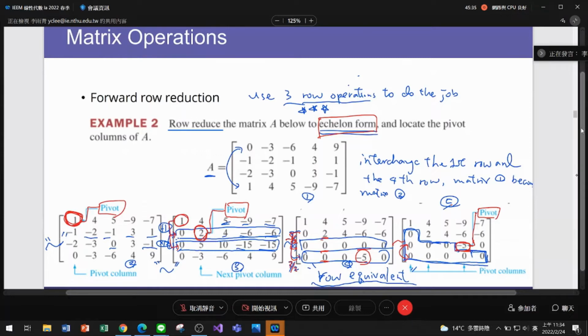Okay, so eventually in this echelon form, we get the value 1, value 2, and this value -5. These three things are called pivots. And corresponding to the pivots are called pivot columns. So first column, second column, and the fourth column become pivot columns. So that's in order to make it easier to describe, we have some names for that.